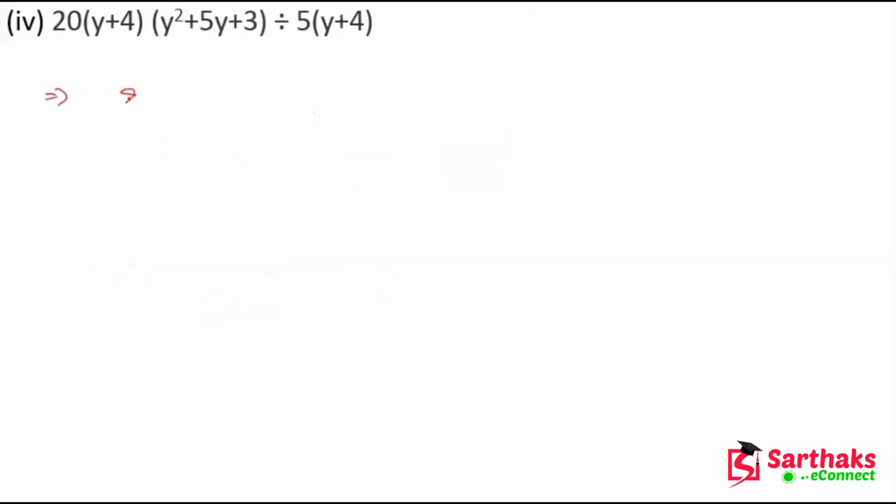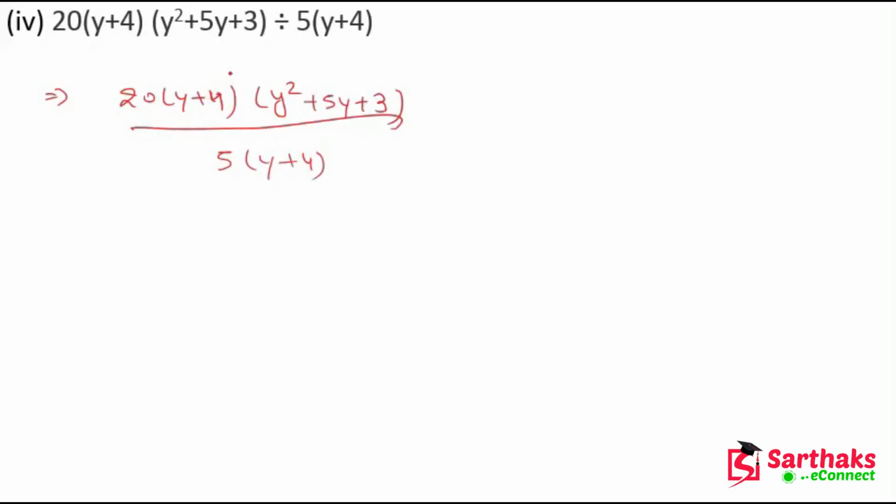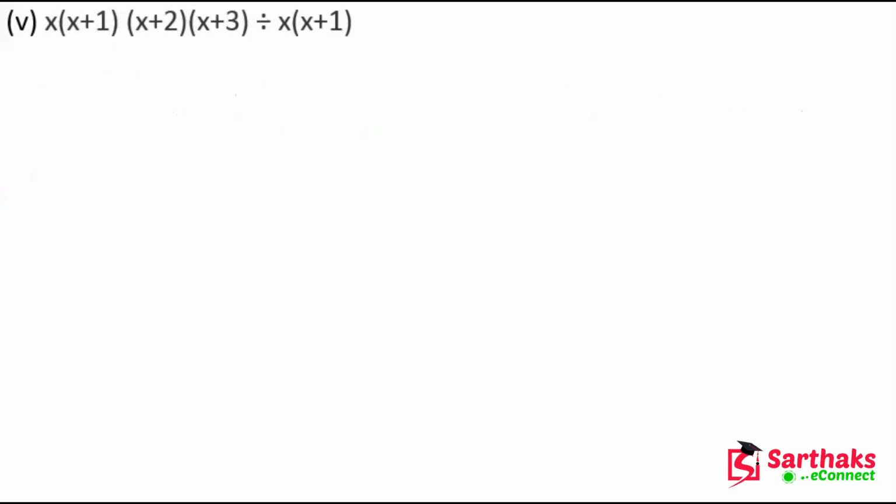Here you can see that we have 20 into y plus 4 into y square plus 5y plus 3, and in the denominator is 5 into y plus 4. Now you can see that this y plus 4 will be cancelled, and this 20 can be divided by 5 in 4 times. So here we get 4 into y square plus 5y plus 3. So this is the answer of this part. Got it? Yes, now the next one here you can see.